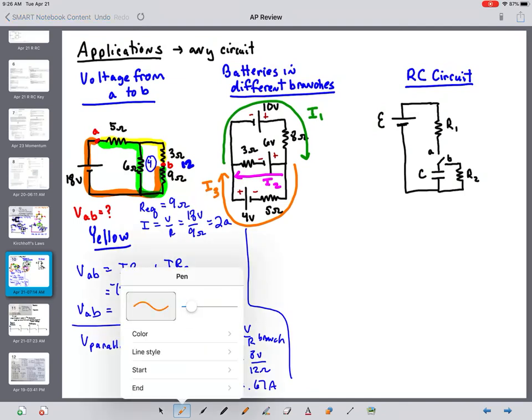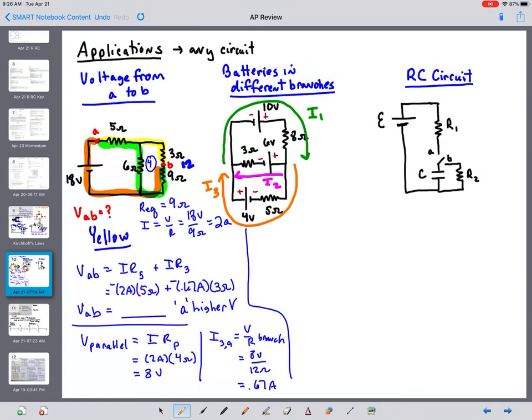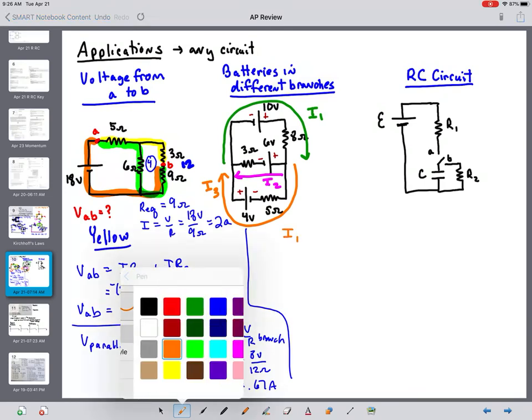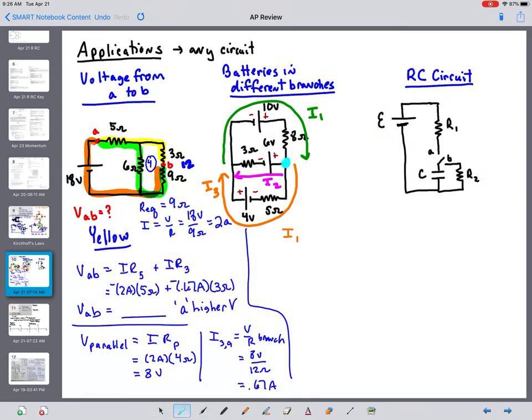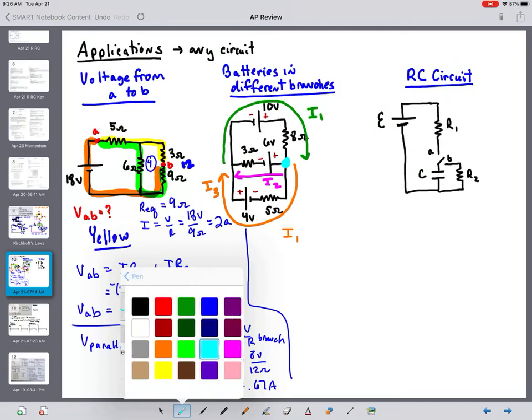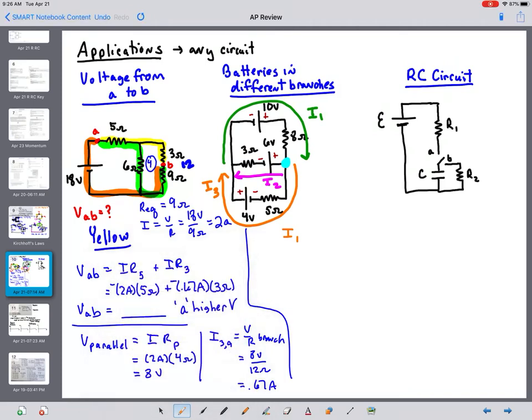So then our first equation would be just I1 enters the junction right there, and I2 and I3 leave it. So I1 equals I2 plus I3. Now that's our junction rule equation.